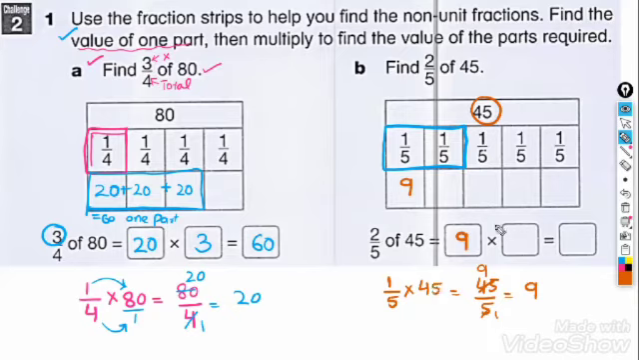Multiplied by how many parts you have to find out? You have to find out the 2 parts out of 5. So multiply this 9 by 2. So 9 2 times is 18. So the 2 upon 5 of 45 is equal to 18. You can also check it here, that when you add those 2 parts together, you will get 18 as an answer.